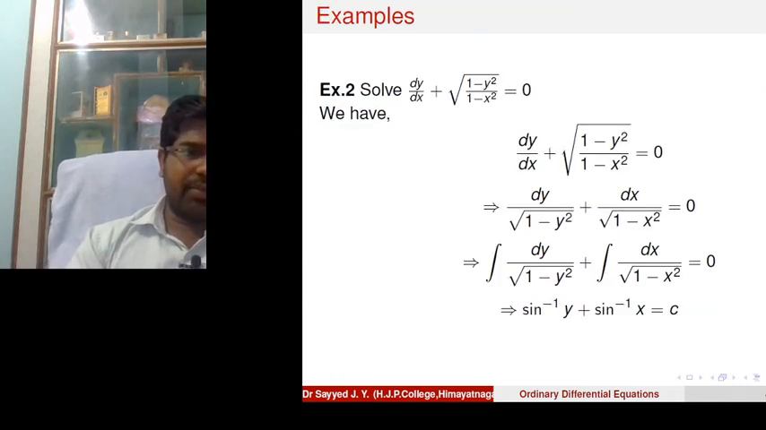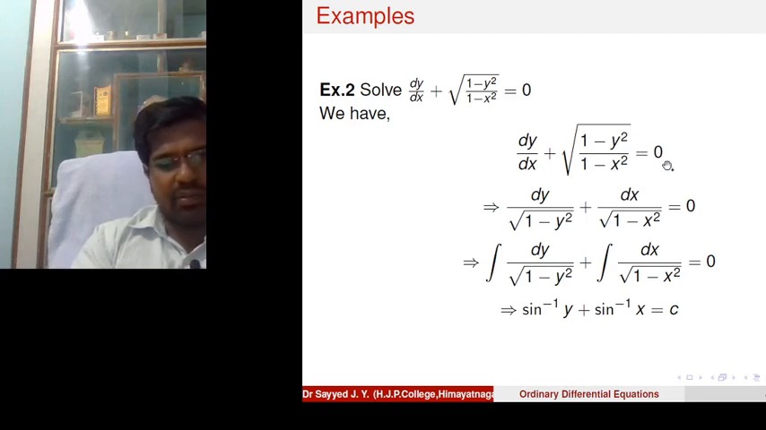Similarly, we have the second example. Example second is: dy/dx = √(1 − y²) plus 1 − x² equal to 0. So again, this is not in the variable separable form. We have to transform it. First you have to transform all the y terms to dy, and all the x terms to dx, or you can just transfer these to the LHS.